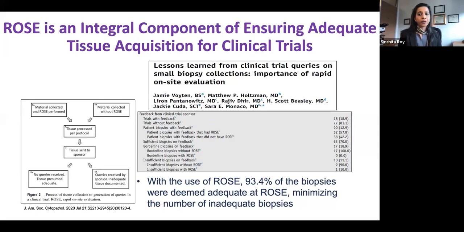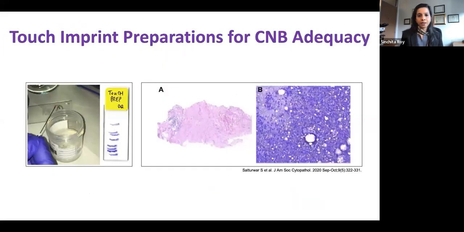And this study, which looked at tissue that was collected for clinical trials, where the main purpose of collecting a tissue is to ensure that you're collecting an adequate sample for biomarker testing for a clinical trial, showed that with the use of ROSE, most of the specimens were deemed adequate, and it minimized the number of inadequate biopsies.